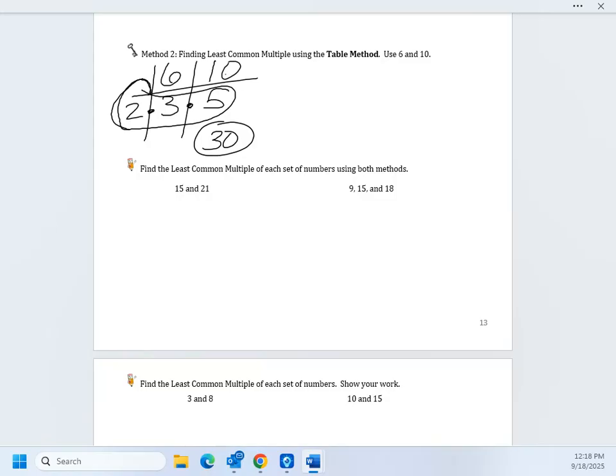So we get the same answer, and we didn't have to write as much as we did when we were writing out all of those multiples. So let's try it again. Let's try it with 15 and 21.